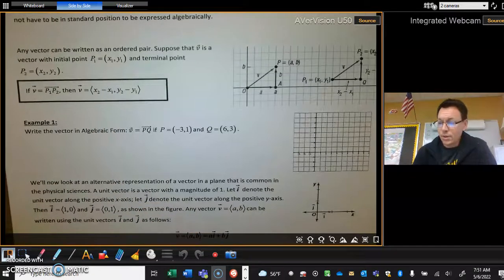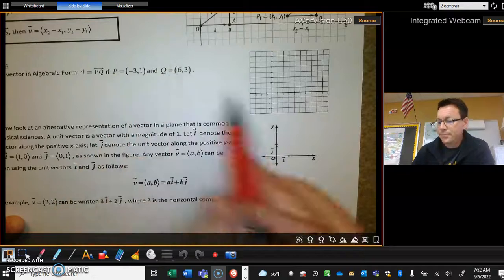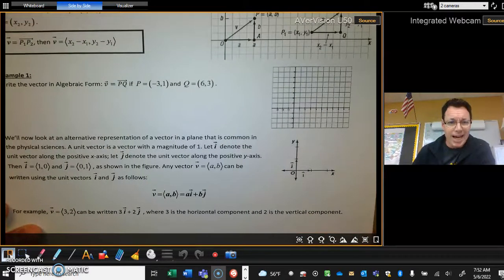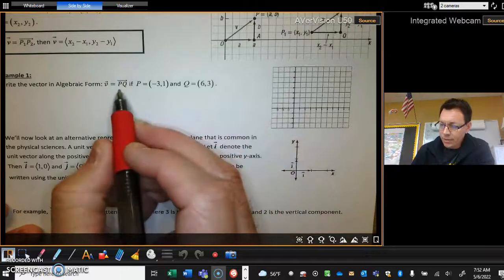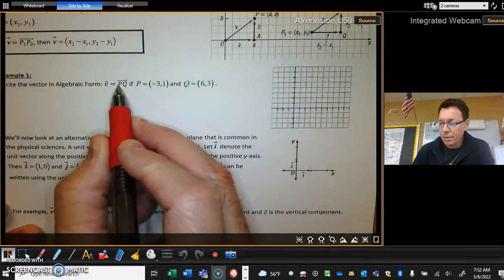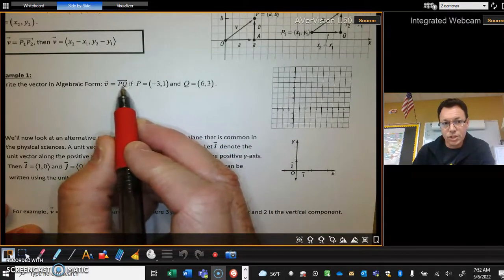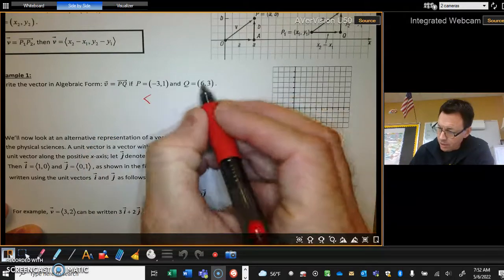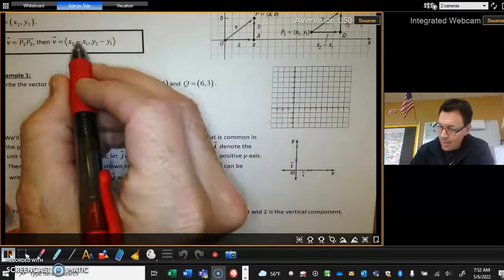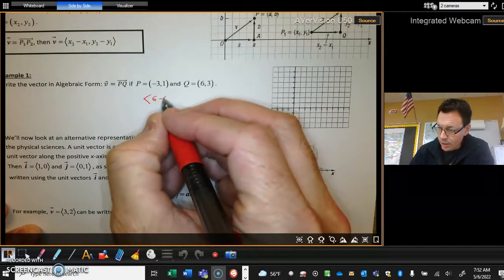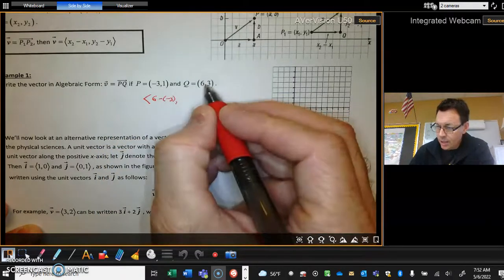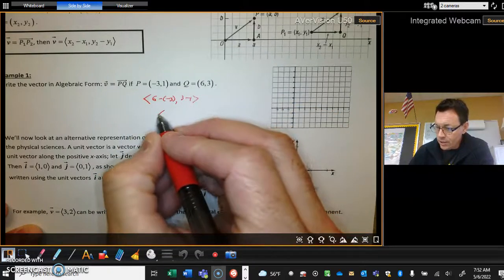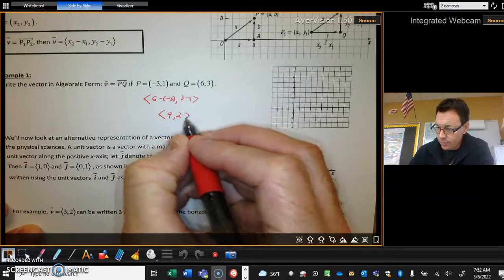That's it. So if I have some point in space, I could graph it, and then I could count, but we'd really rather not do that. If I have a vector PQ, so it's starting at P and going to Q, so this is my terminal point, then this vector would be ⟨6 minus negative 3, 3 minus 1⟩. So this is the vector ⟨9, 2⟩.